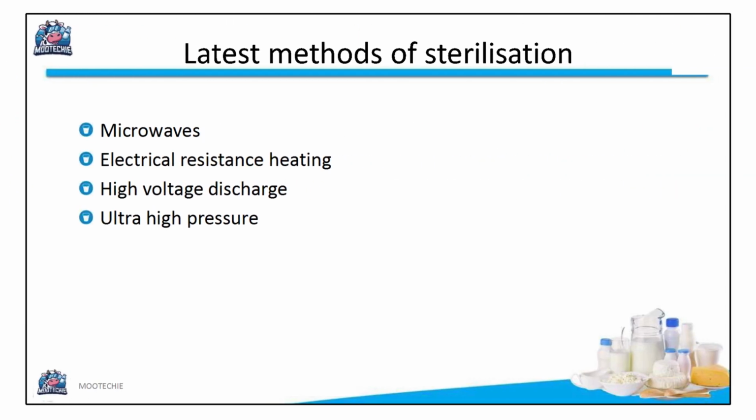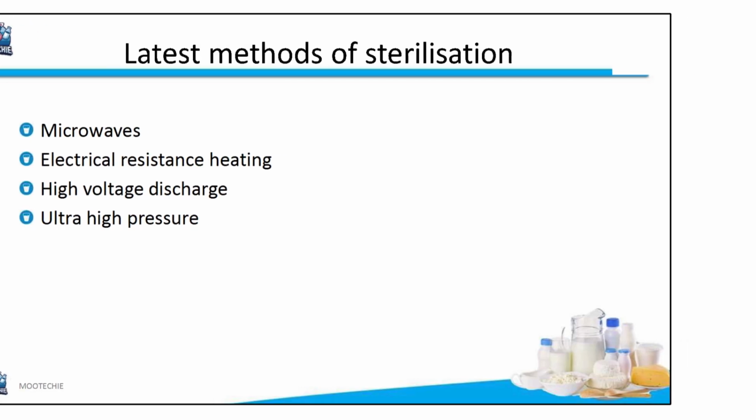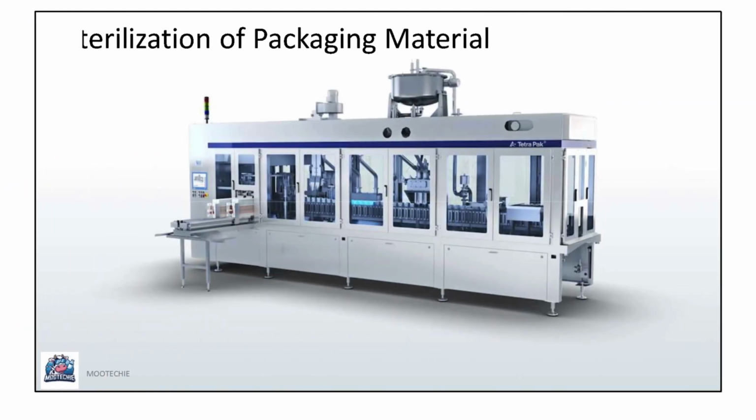There are also latest methods of sterilization being developed. These include using microwaves, electrical resistance heating, high voltage discharge, and ultra-high pressure processing. This slide shows an image of a system used for the sterilization of packaging material.